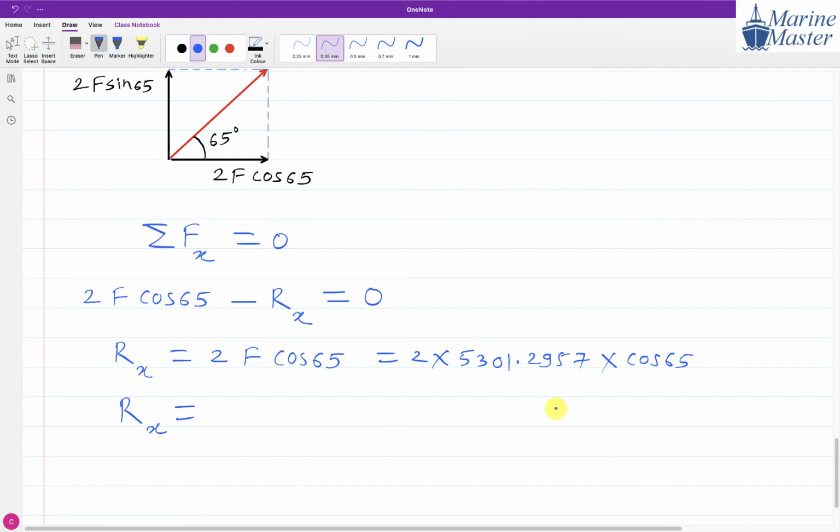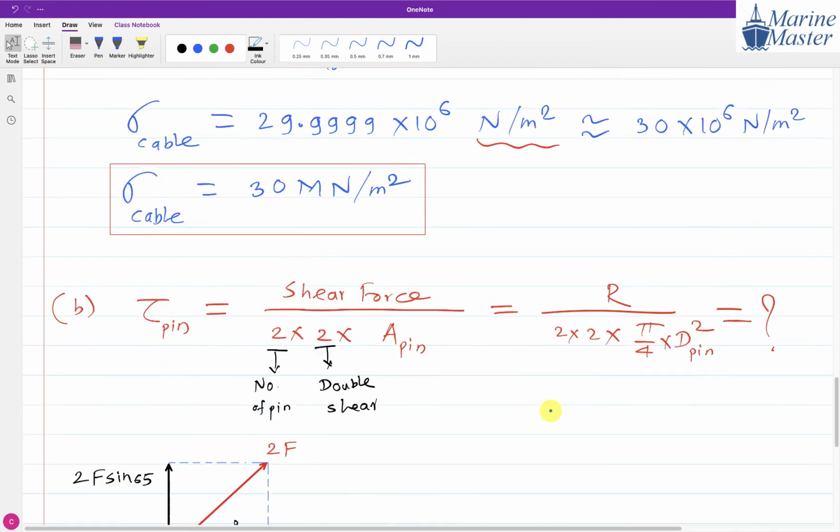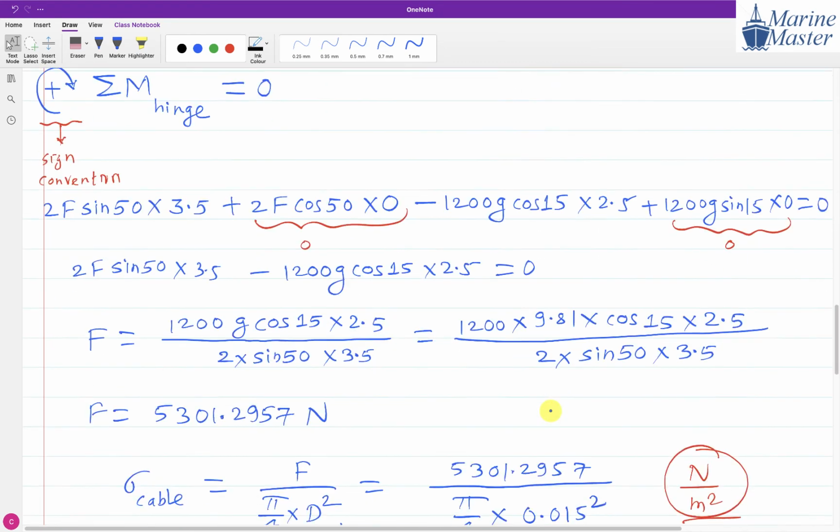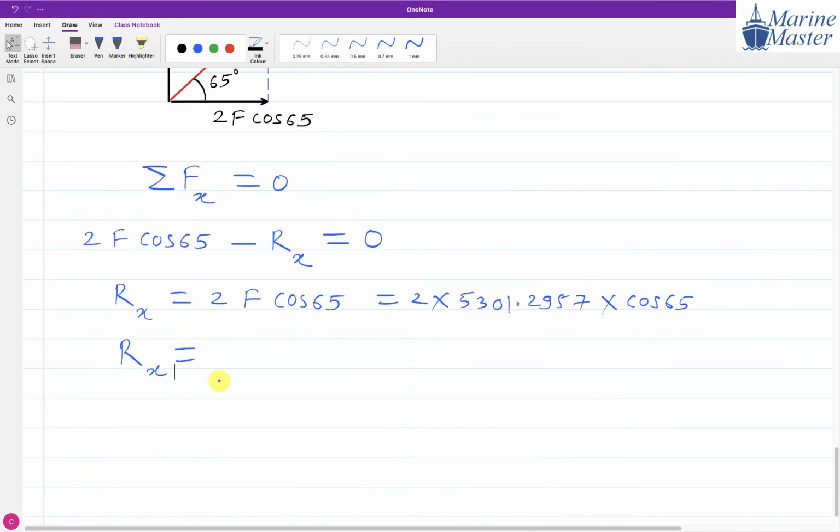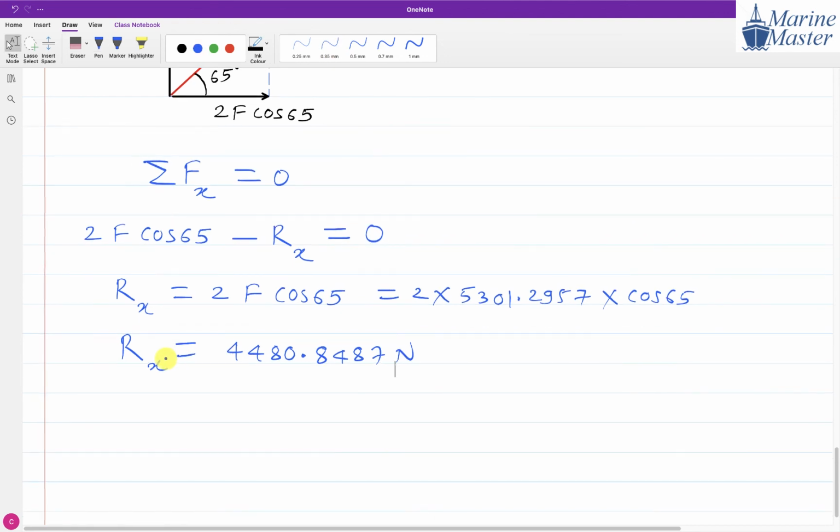Now why are you taking time? Actually, I am again looking into the diagram, how we are taking Rx. Rx is 4480.8487 Newton. Yes, sir. So we got Rx. Write down up to Rx, sir.